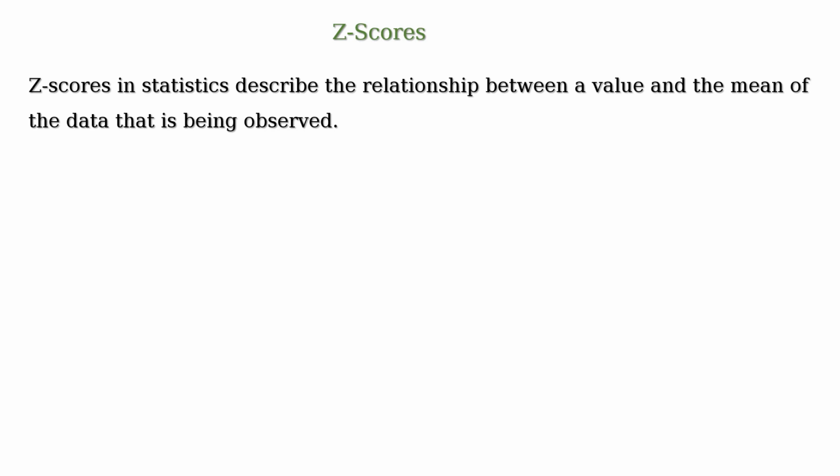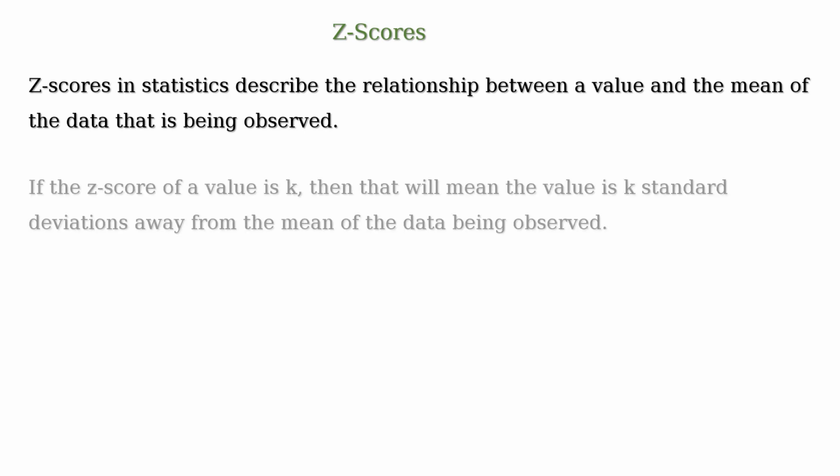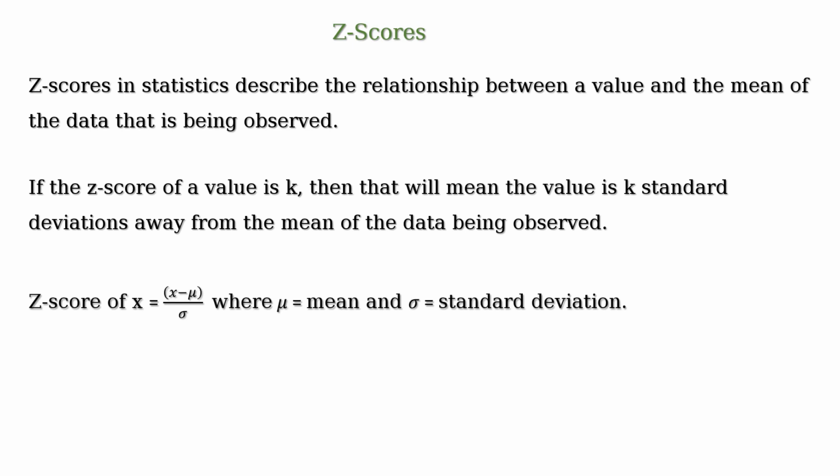Now, in our previous video, we discussed z-scores in statistics. We discussed that z-scores in statistics describe the relationship between a value and the mean of the data that is being observed. For example, if the z-score of a value is k, then that will mean the value is k standard deviations away from the mean of the data being observed. Interested viewers who want to know more about z-scores, please refer to our previous video on z-scores. The relevant link is provided in the description.